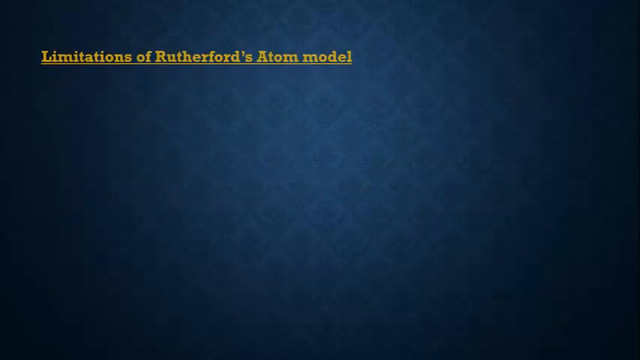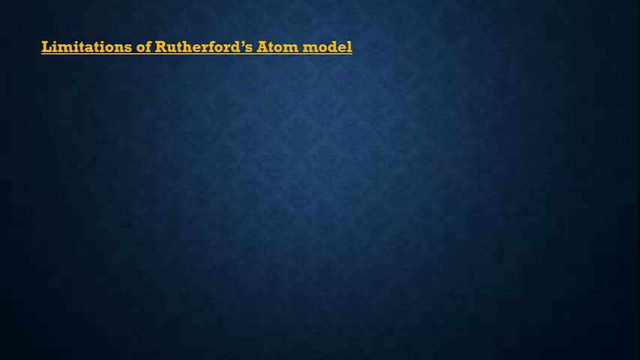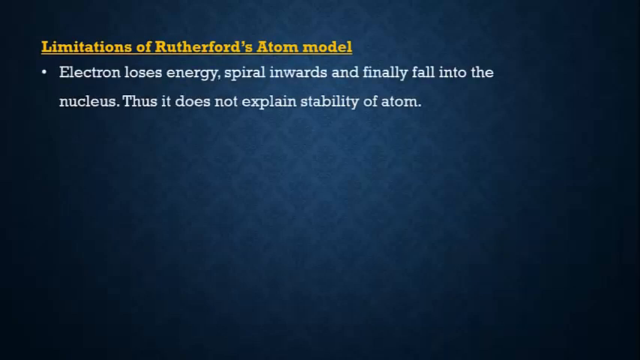Then next we are going to study the limitations of the Rutherford atom model. Rutherford said the electrons are revolving around the nucleus in circular orbits, but they will be losing energy. While losing energy, what will happen? The electron will spiral inwards and finally fall into the nucleus. Thus, it is not able to explain the stability of the atom. That is one of the limitations.